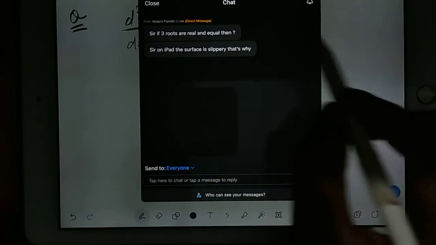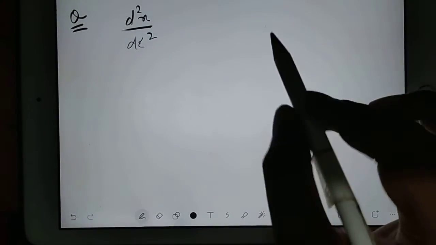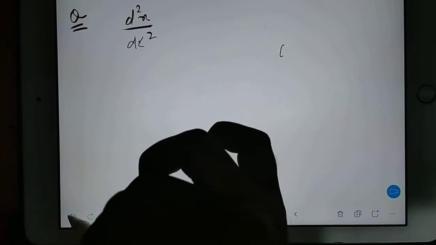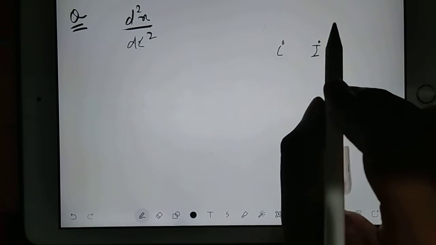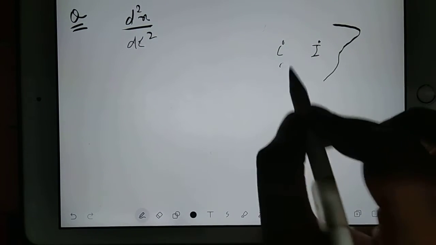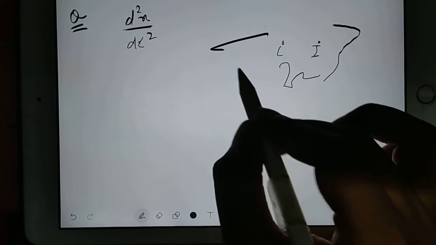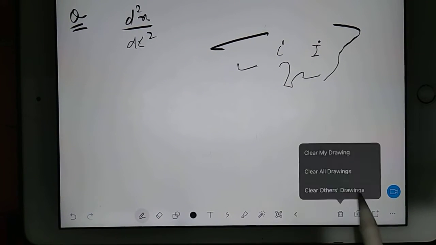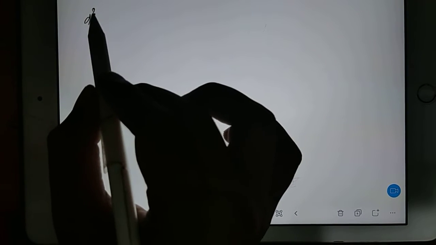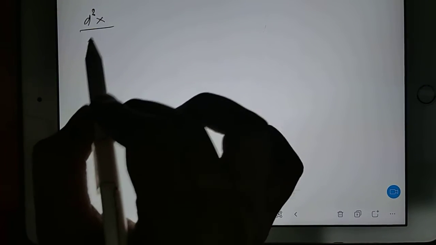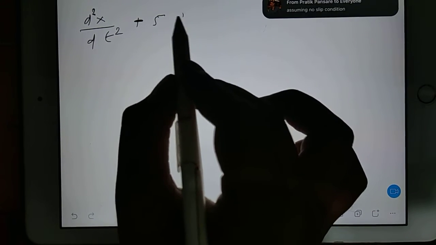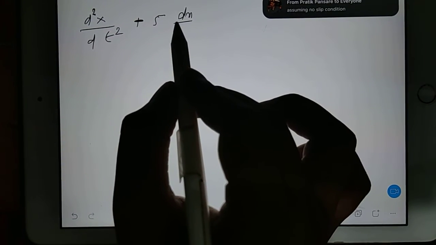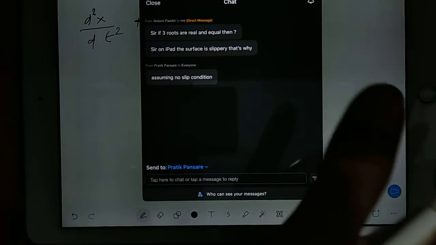Yes, actually on the iPad the surface is very slippery. That's why you are right. Actually, when I try to write, I focus, because sometimes if the pen edge points like this, I think it slips, but it's okay, we are able to manage. Assuming no slip condition. Very good, Pratik, student of the year.